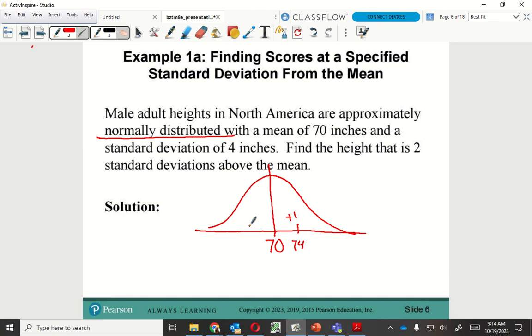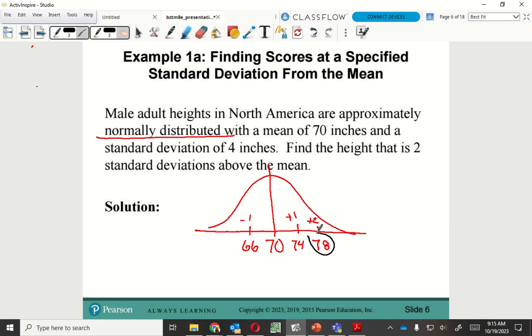What if I go down and go minus 1? It would be 66. Very good, you guys are getting this now. This one is asking to find the height that is 2 standard deviations above the mean. So I'm going to go plus, not the minuses. Plus 2 is going to be 78. Very good, and that's the answer I'm looking for here.